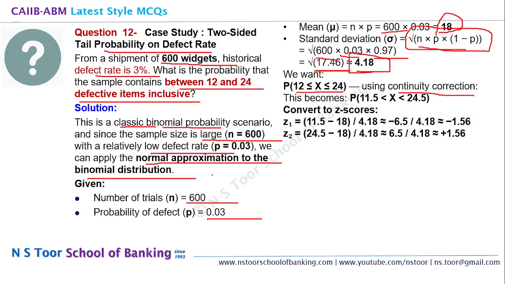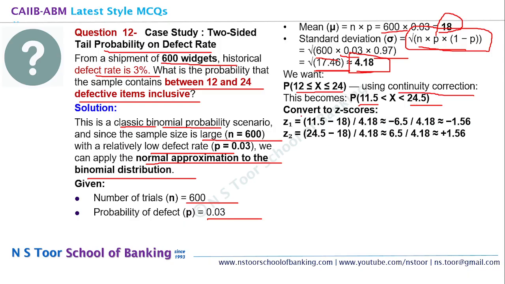We now have to apply the continuity correction method. So for that purpose, instead of 12, we will consider it as 12 minus 0.5. So that will be 11.5. And because it is on the lower side, we are deducting it. For 24 it will be 24.5 because it is on the higher side. So what will be the probability between 11.5 and 24.5?